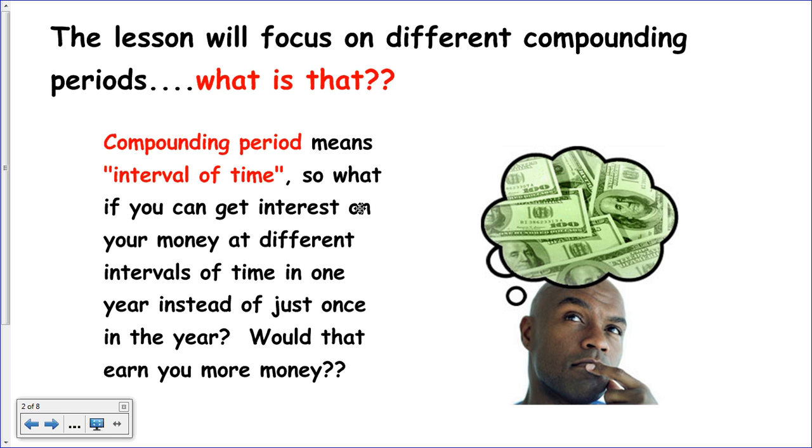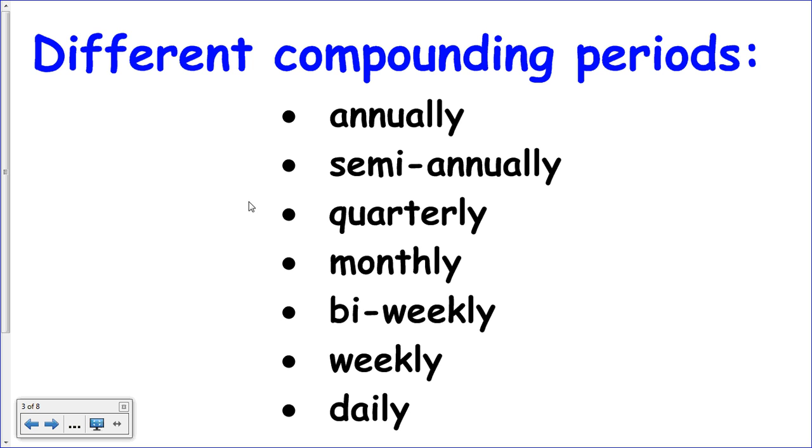So what if you can get interest on your money at different intervals of time in 1 year instead of just once in the year? Would that earn you more money? So what do you think? Do you think that if you can get 7% interest within the year given to you at different intervals of time, will that earn you more money or less money than if you just get it once in the year? The different compounding periods are as follows: annually, semi-annually, quarterly, monthly, bi-weekly, weekly, and daily.